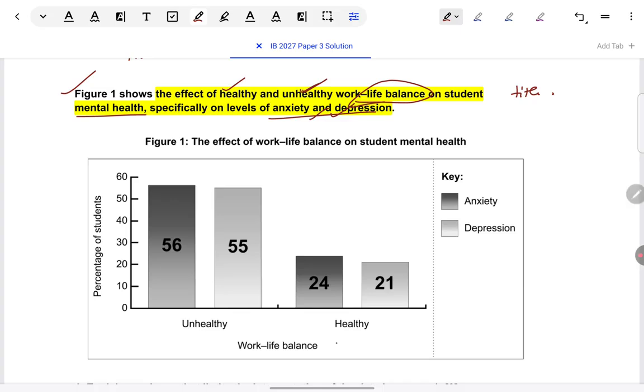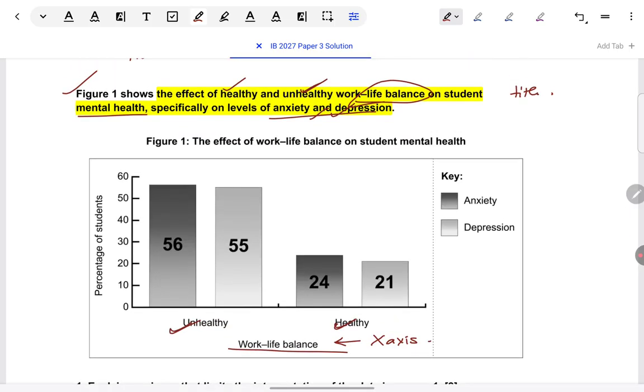Whenever we look at a graph, first we should read what is on the x axis, the horizontal one. Work life balance is represented here. On the left side, there are two bars representing unhealthy work life balance, and on the right, two bars representing healthy work life balance. Next, I must read what is on the y axis, the vertical one. Percentage of students has been given here, but there are two bars, so along with the y axis, I'll have to see the key also to understand what is being represented exactly.